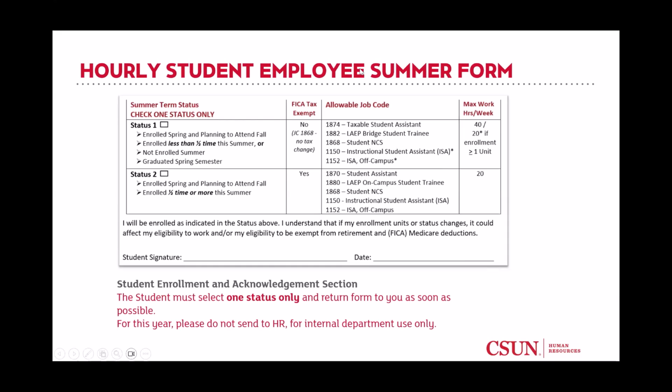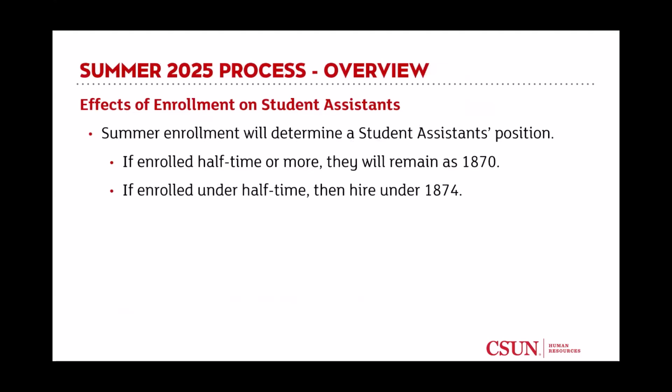I see a hand raised. Emmanuel? Eric, can you go back a slide? I was just jotting down a note, which ones I may need to change for the summer if they were more than halftime. Sure. So this is in reference mainly to the 1870 student assistant positions. And if they're enrolled under halftime, then you would need to hire them under 1874, which is the taxable student assistant. Perfect. Thank you. Sure, no problem.